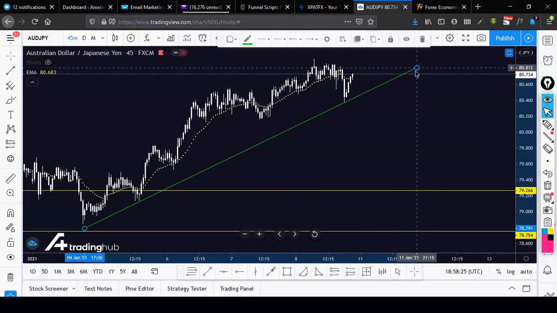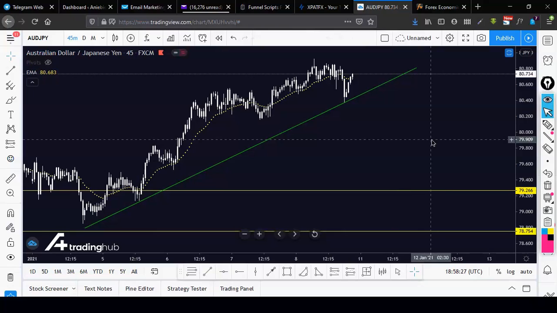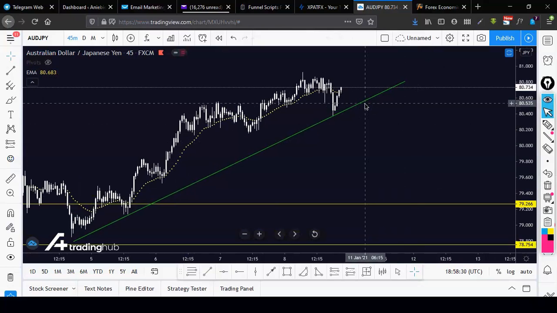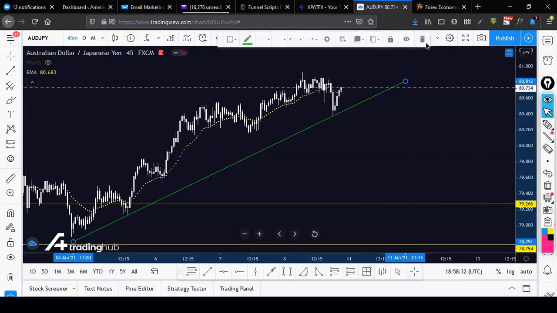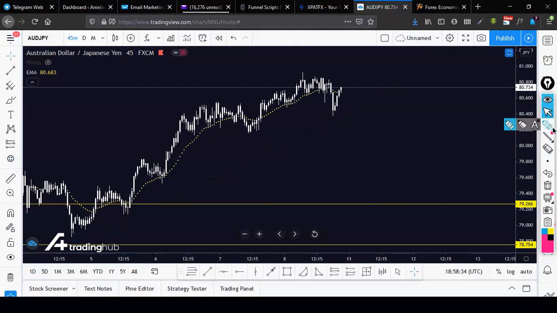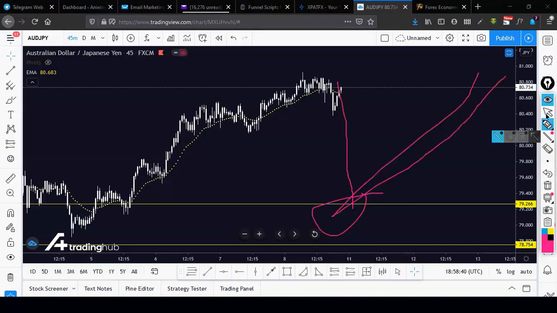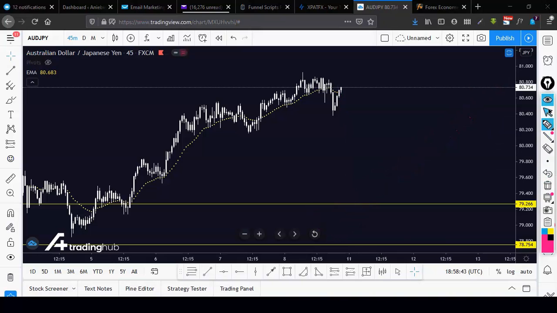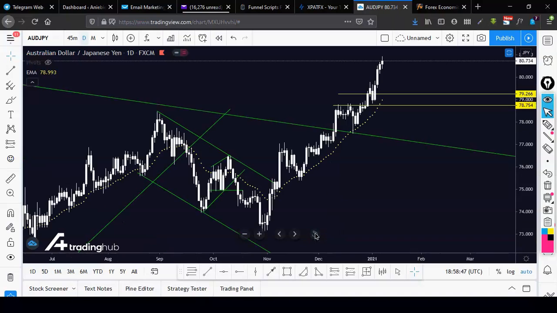So until you see it breaking down, you can sell short term and follow it, but I don't want to sell. I just want to wait for it to drop, tap my entry zone, then I buy from there. That is my buyers on AUD JPY.